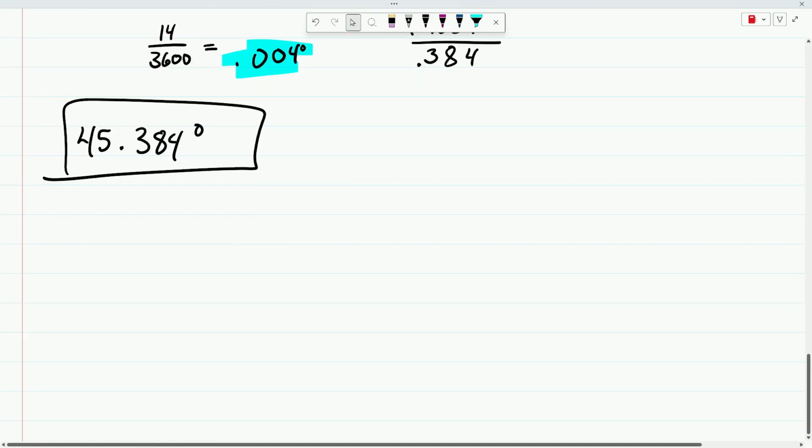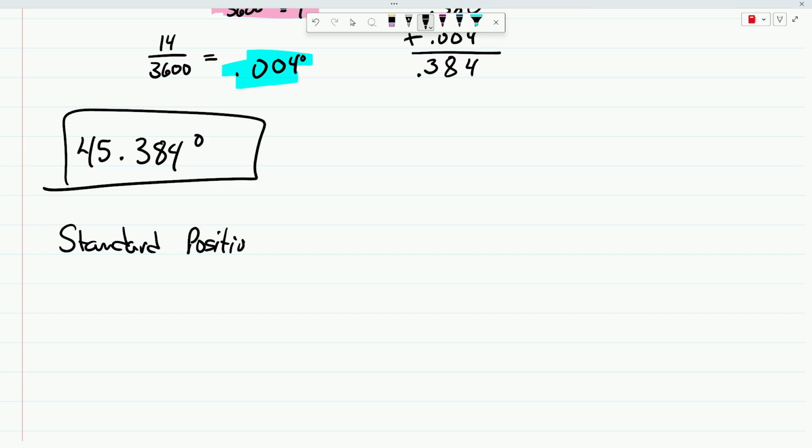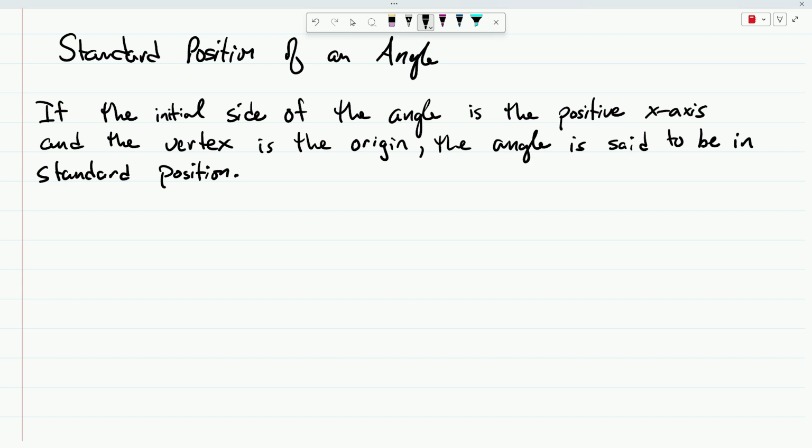The last thing we're going to talk about is standard position of an angle. What I'm going to do here is just write out the definition. I'm going to pause the video, write the definition, then we'll talk about it. All right, so here's the definition of the standard position of an angle. All it says is if the initial side of the angle is the positive x-axis and the vertex is at the origin, the angle is said to be in standard position.